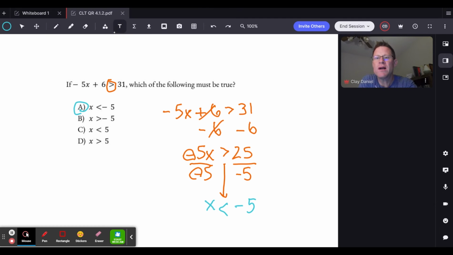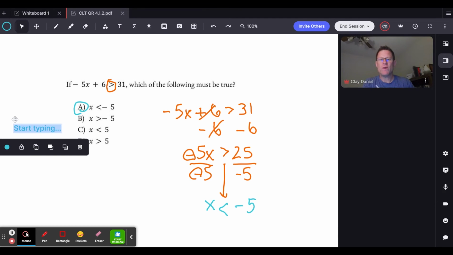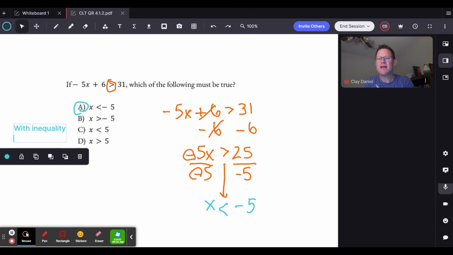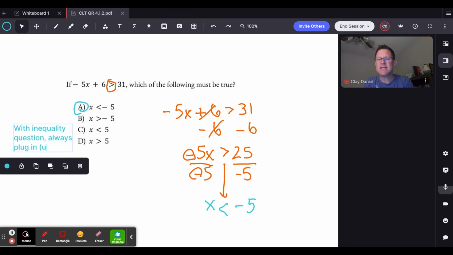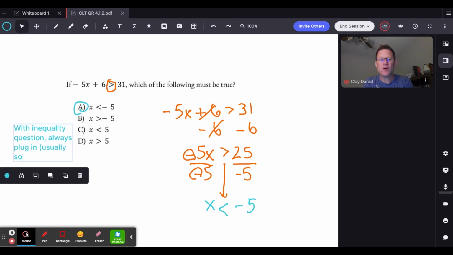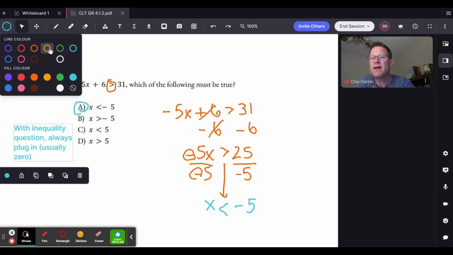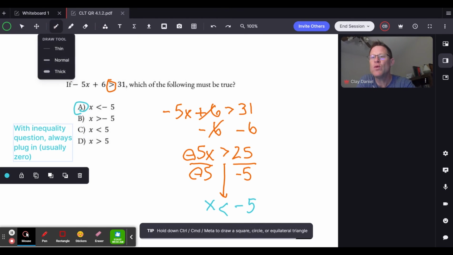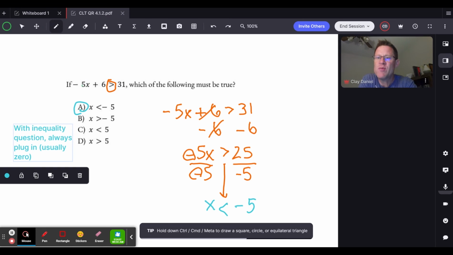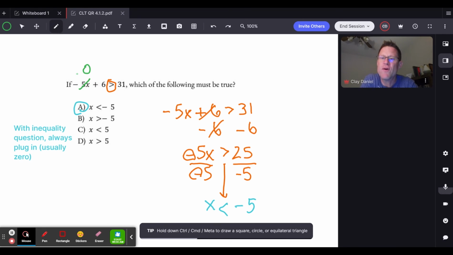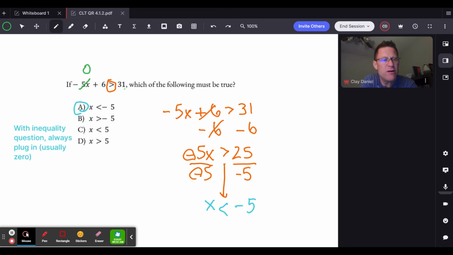However, there's one more strategy that I want to advise you with here, and that's that with inequality questions, you should always plug in. You should usually plug in 0, even if you have gotten the correct answer, because inequality questions are especially vulnerable to plugging in. And plugging in 0 is usually pretty straightforward because it zeroes out wherever it's plugged in. For example, if we plug in 0 right here, we simply get 0 for that term. And then we're asking ourselves, is the remaining constant 6 greater than 31?